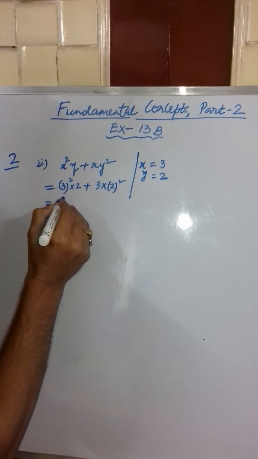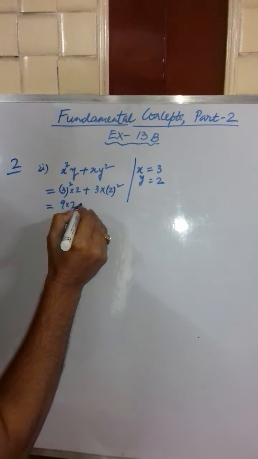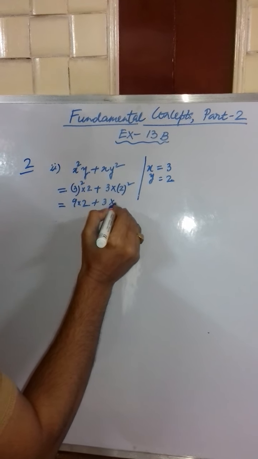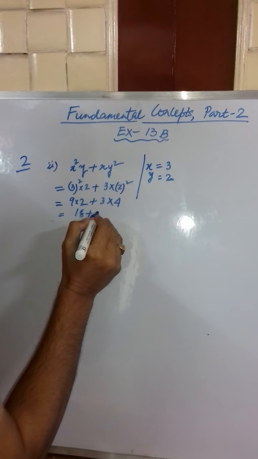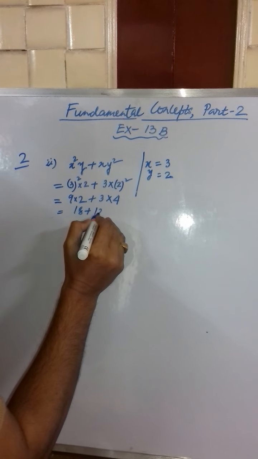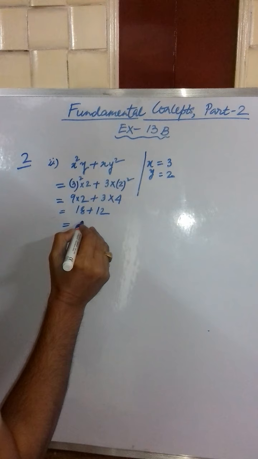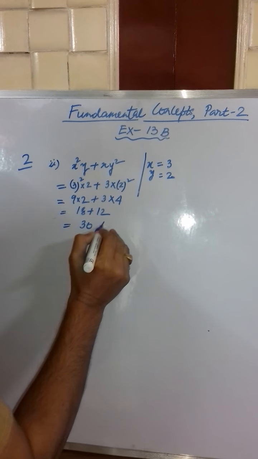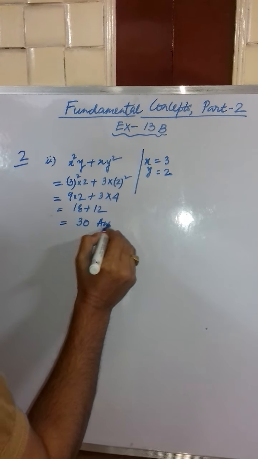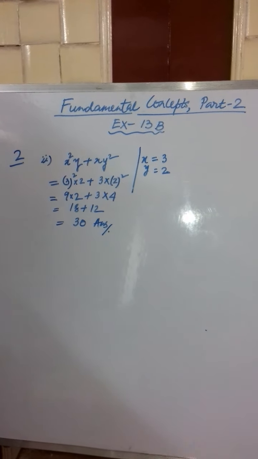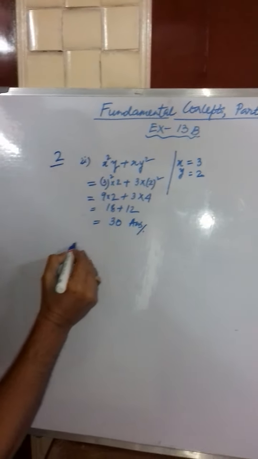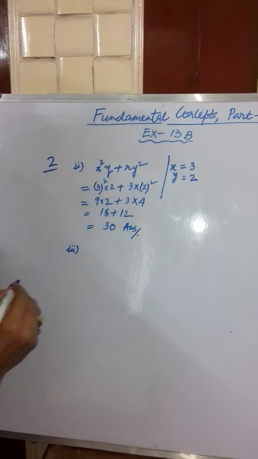So 3 square means 9 into 2 plus 3 into 2 square means 4. 9 2s are 18 and 4 3s are 12. So 18 plus 12, it comes 30. So the answer of that first expression is 30. Now come to the next one, 2 Roman 3.